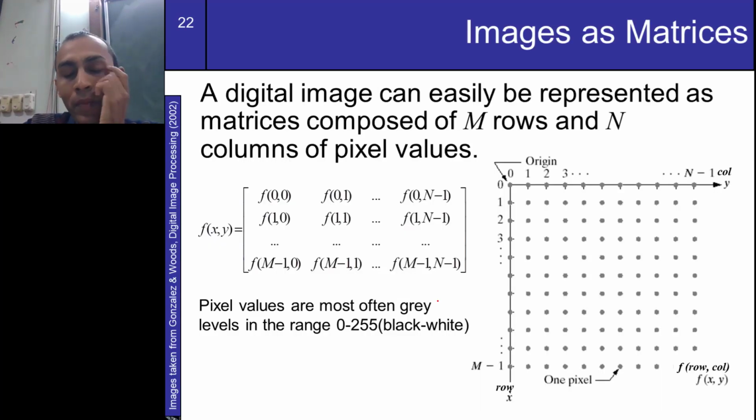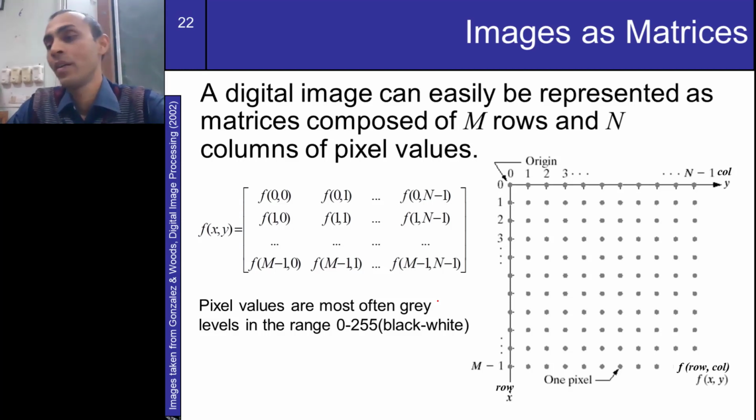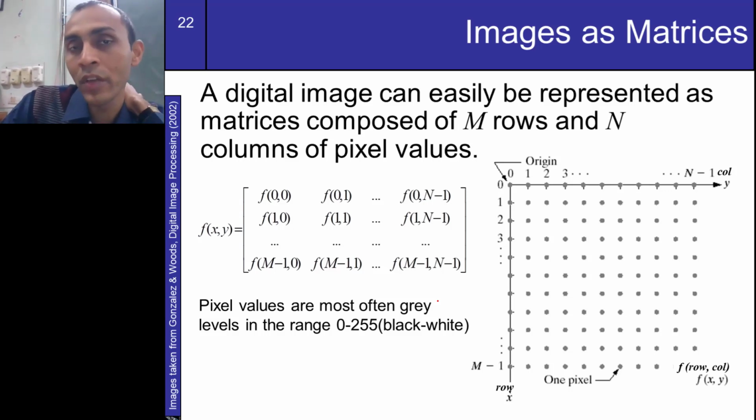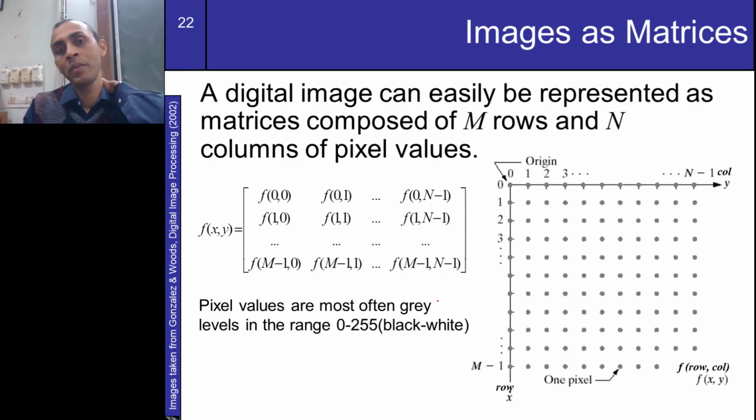From our implementation perspective, when we are going to manipulate our images, it's most convenient to see images as matrices, a 2D matrix. Most image processing platforms and libraries represent images as matrices. That is the most common representation, either you are using MATLAB or Python, OpenCV, whatever. So images are represented as a two-dimensional matrix.